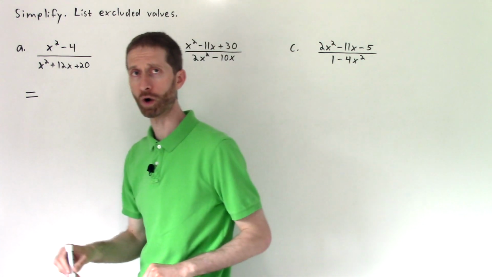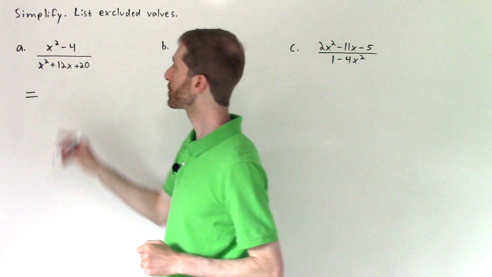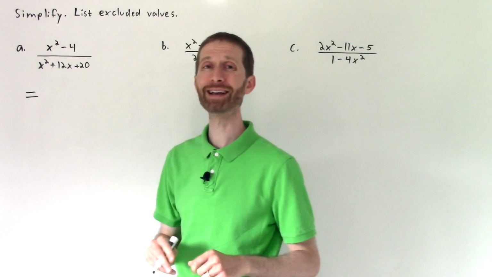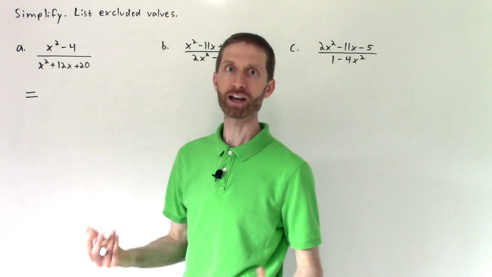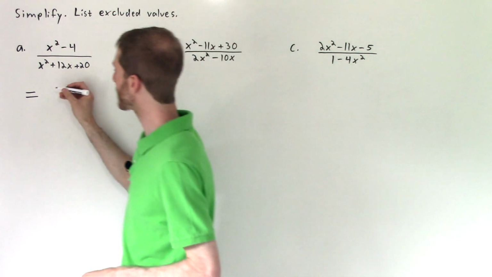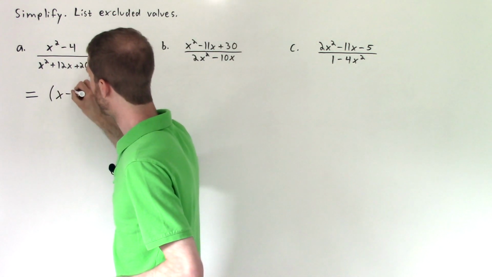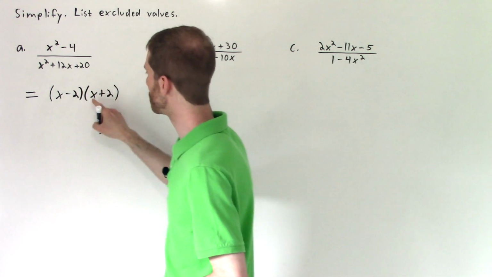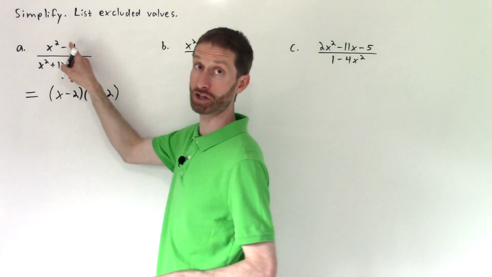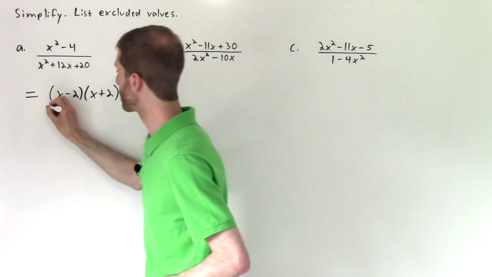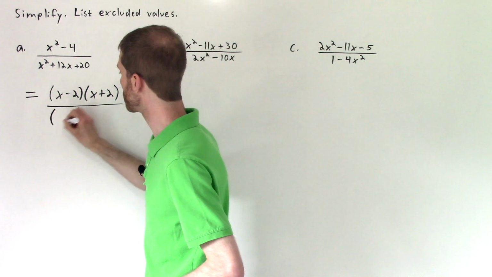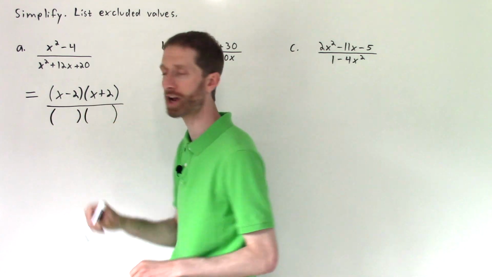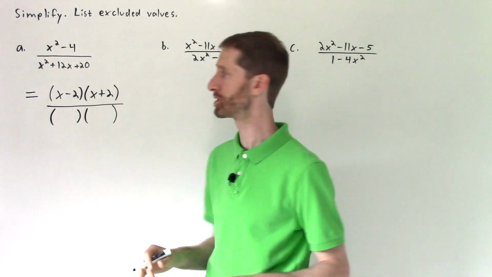X squared minus 4. We're asking what numbers multiply to give us negative 4 but combine to give us 0 for the x term, because it's 0x. That would be x minus 2 and x plus 2, because negative 2 and 2 added together give us 0x, and multiplied together give us negative 4. All over, let's factor the denominator. Just factor the numerator and denominator separately. Treat them as separate problems at first.